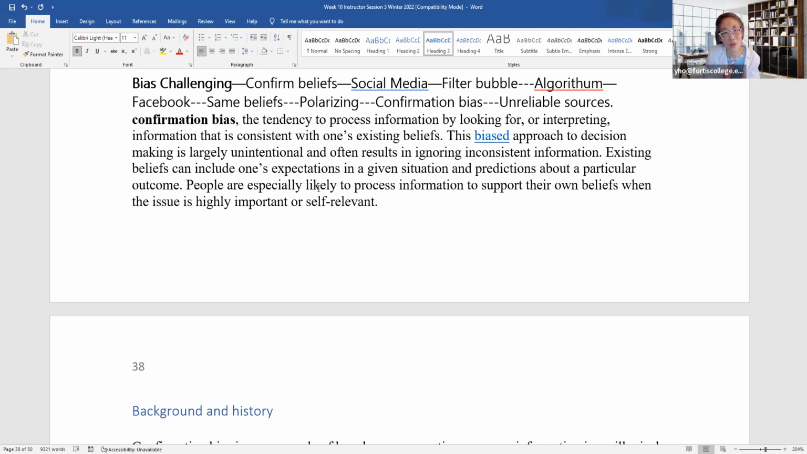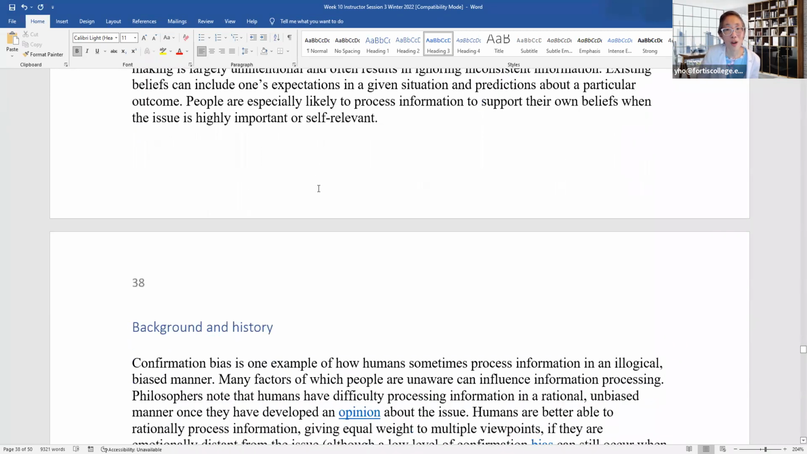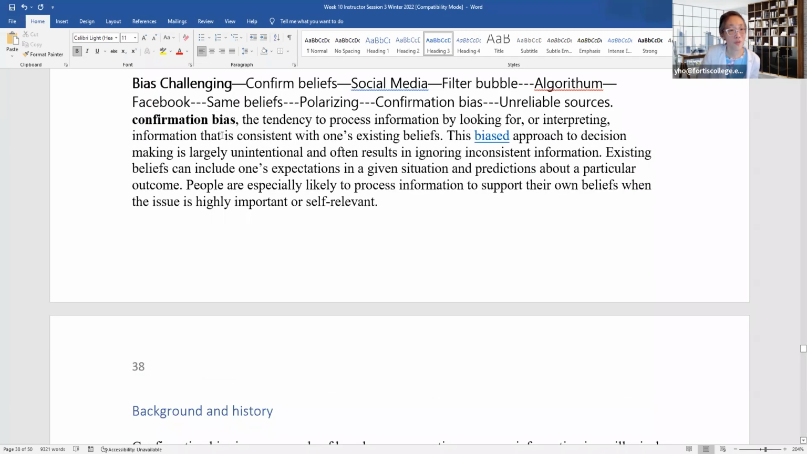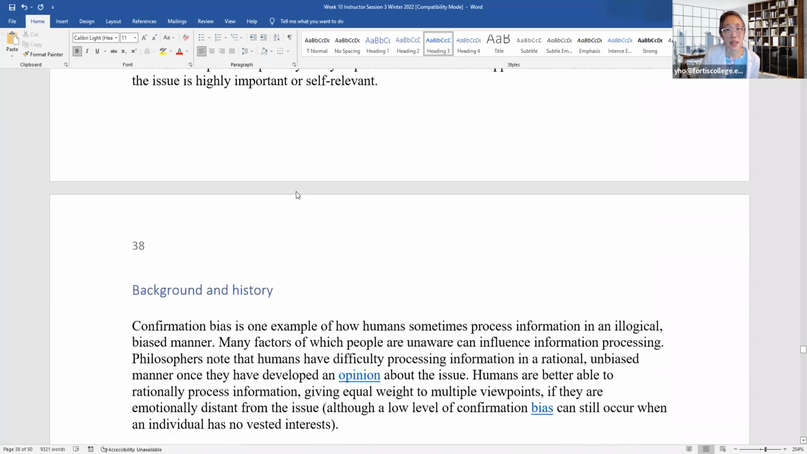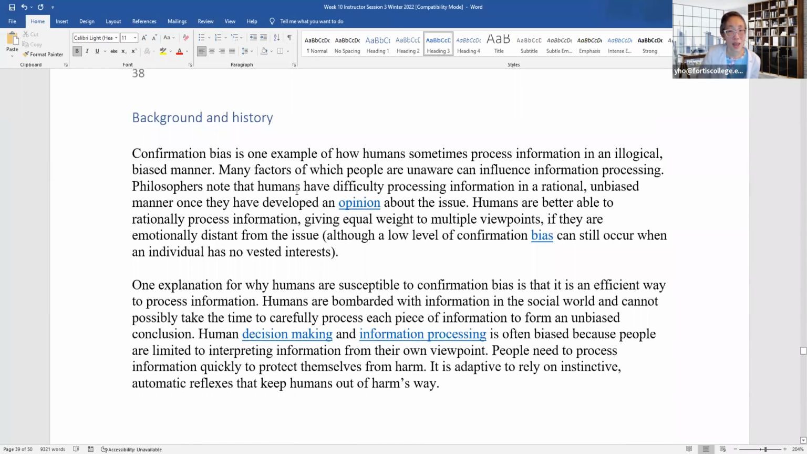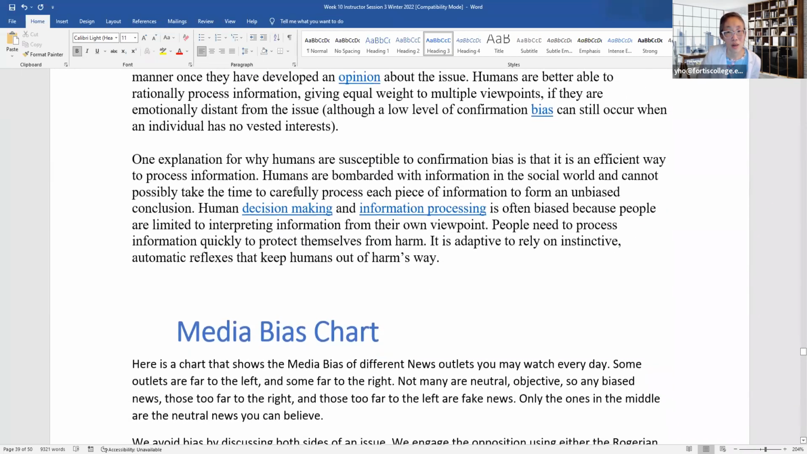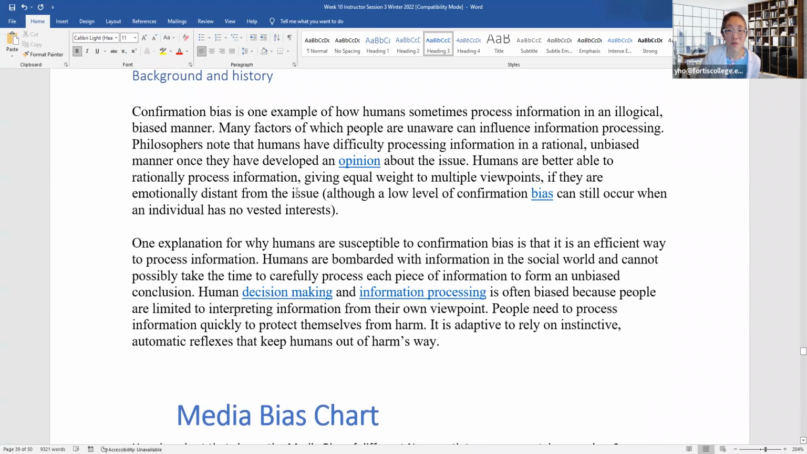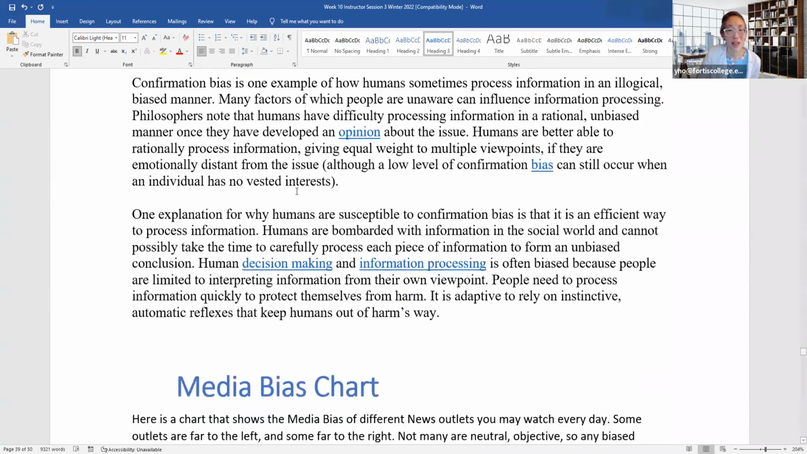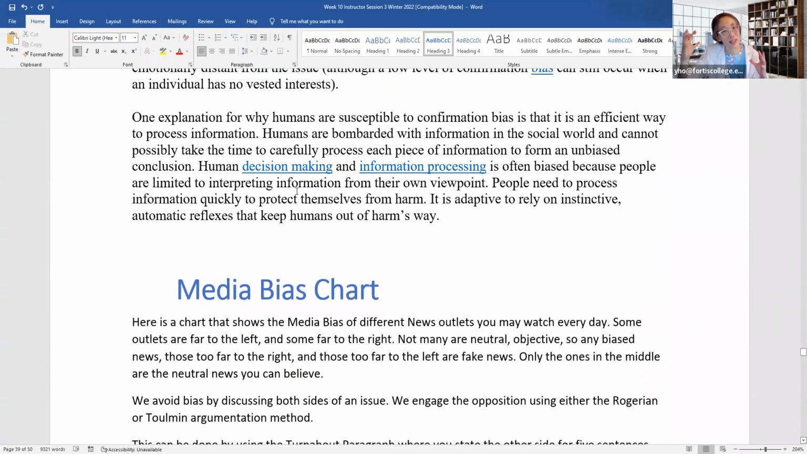So that's why I think social media is a big cause of polarization, in which you don't talk to people who don't agree with you. People have forgotten how to agree to disagree, okay? And this leads to lots of arguments and people defriending each other. And it also leads to confirmation bias. So when you have bias, anything that's biased is not a credible source. And that's how humans process information. We process information in an illogical, biased manner. And people are unaware that they do that, because our brain is trying to make sense of the environment.